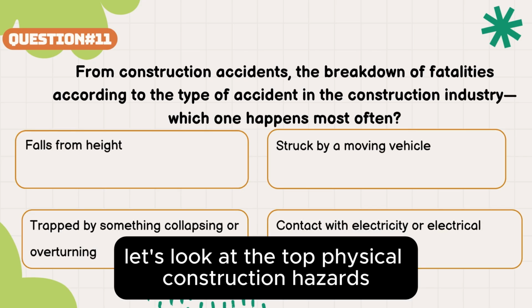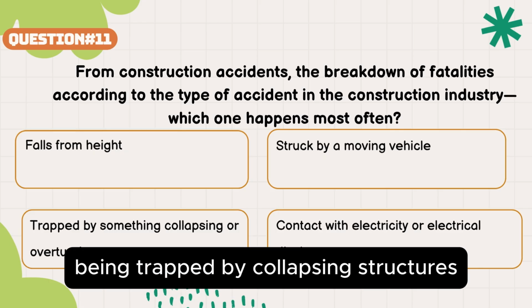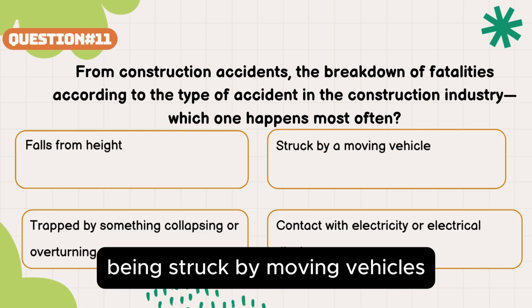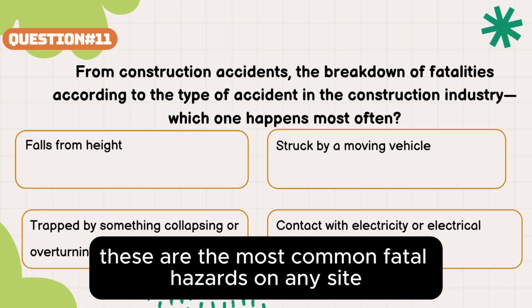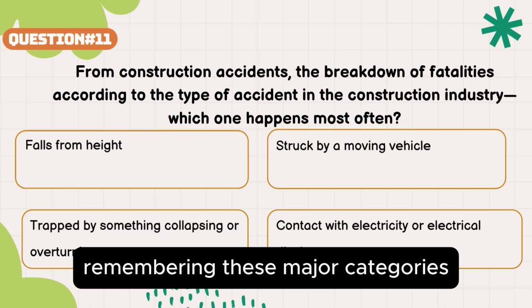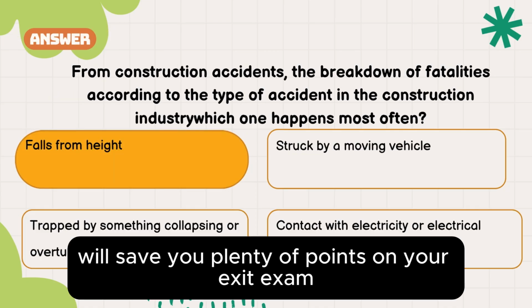Finally, let's look at the top physical construction hazards: falls from heights, being trapped by collapsing structures, being struck by moving vehicles, and contact with electricity. These are the most common fatal hazards on any site. Remembering these major categories, especially falls from heights, will save you plenty of points on your exit exam.